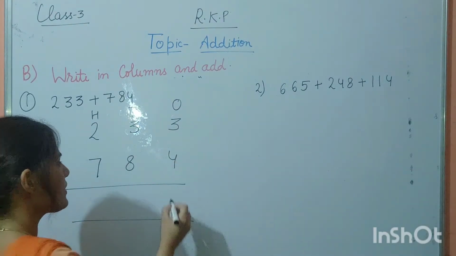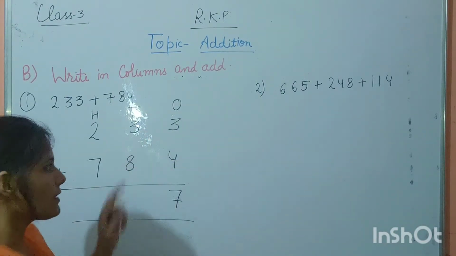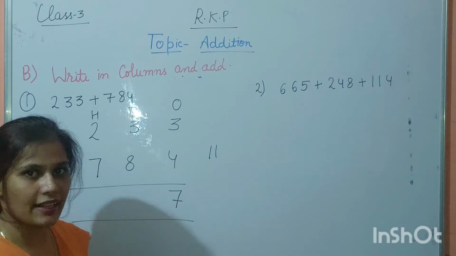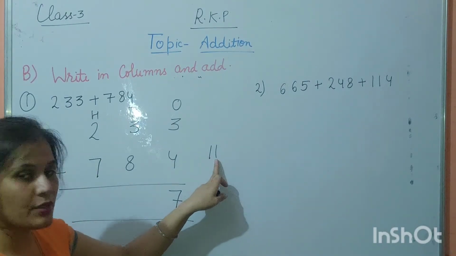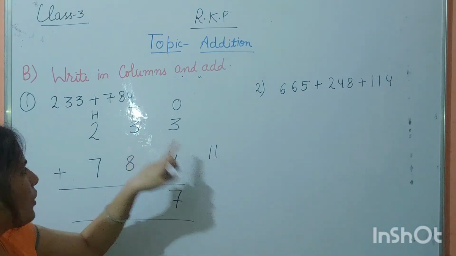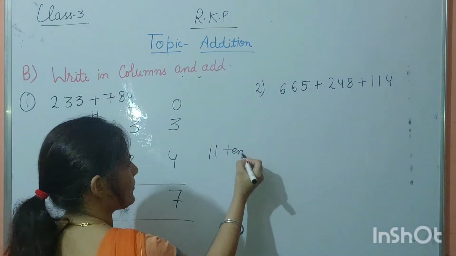3 plus 4 is 7. 8 plus 3 is 11. This 11 is a two-digit number that is greater than 9. And when a two-digit number comes, then you have to regroup the numbers. And what is the place of this 11? That is tens. So you will write tens here.